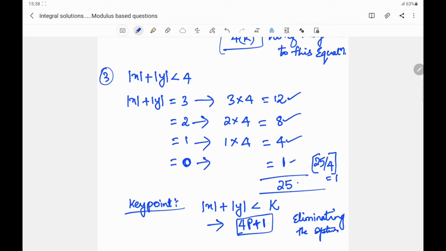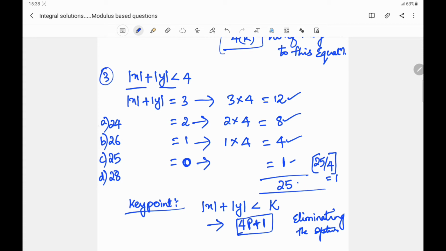Suppose in the exam this question comes and the answer choices are: A is 24, B is 26, C is 25, and D is 28. Whenever modulus of x plus modulus of y is less than some number k, the answer will be of the form 4p plus 1. So when it is divided by 4, the remainder should be 1.